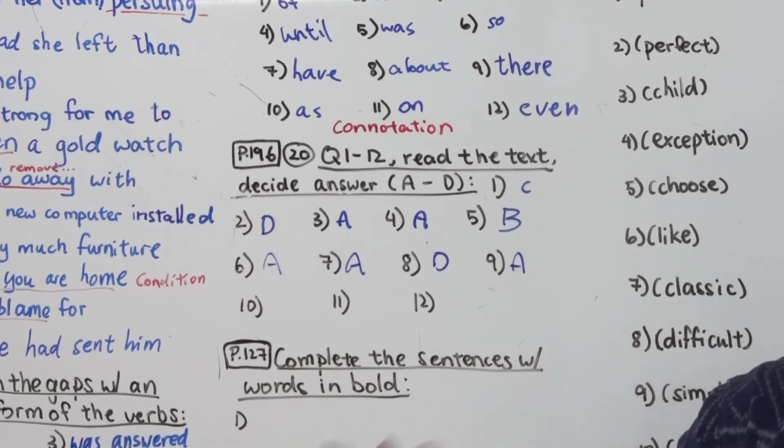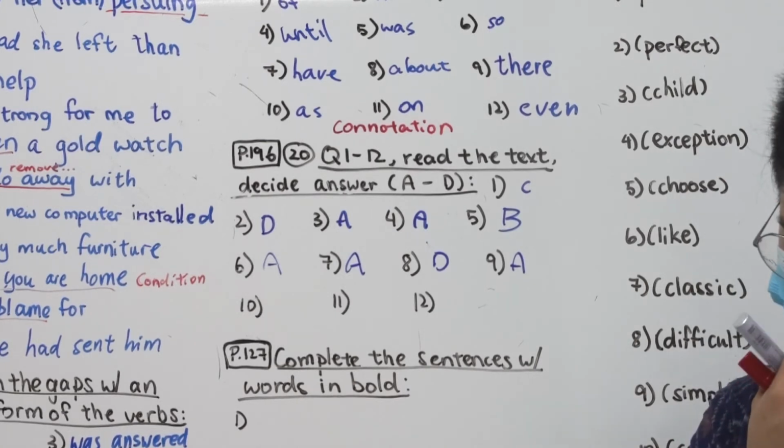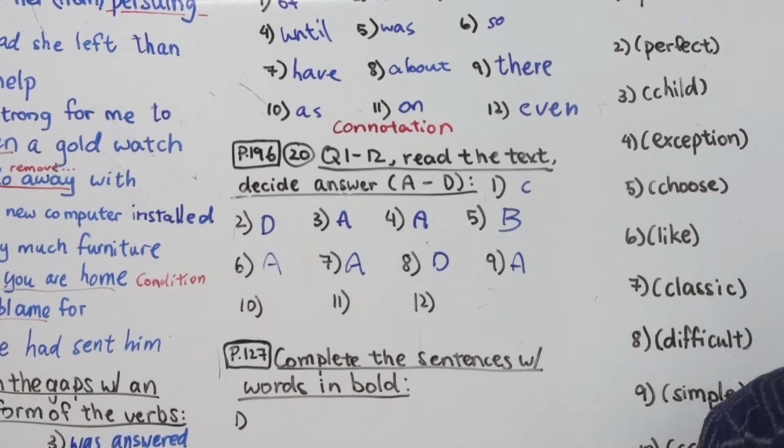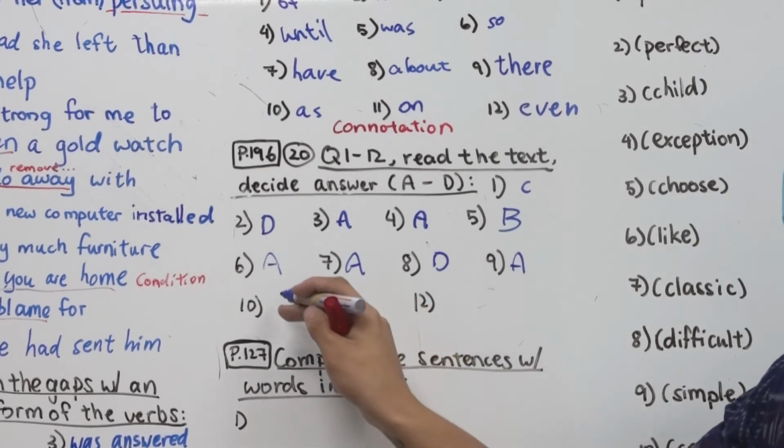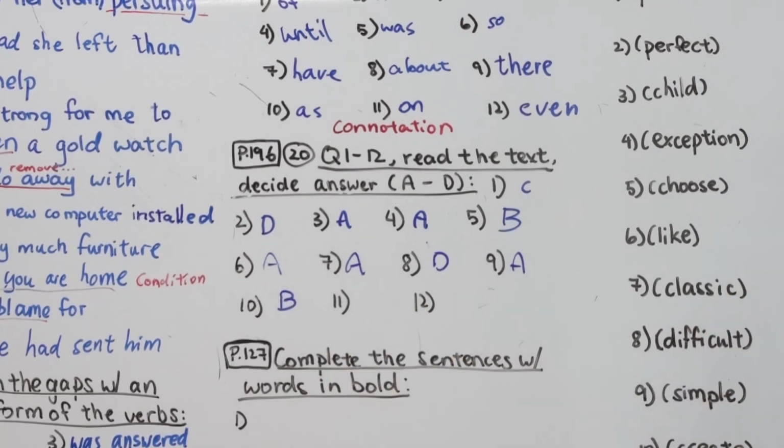So again, sense of French. Number 10: sense of French effect, sense of French influence, sense of French power, sense of French pressure. Influence, right? So it should be, is it B? Yes, it should be B, influence.